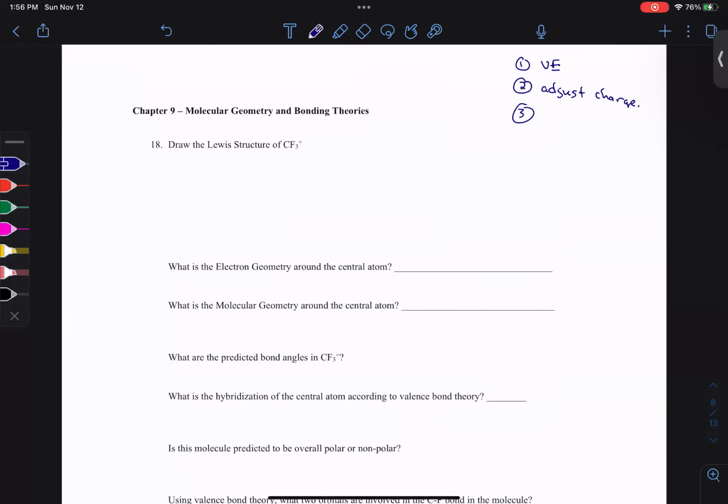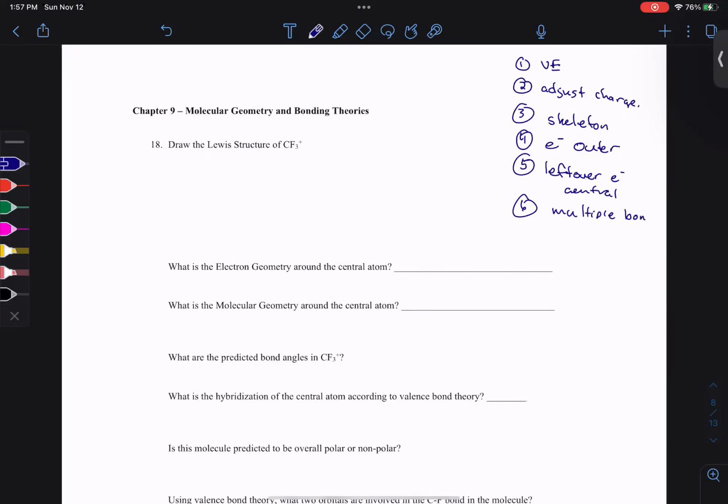The third step is to draw the skeleton structure. The fourth step is to put electrons on the outer atoms and fulfill those octets. The fifth step is to put any leftover valence electrons on the central atom. The sixth step is to make multiple bonds if needed. Okay, let's use those 6 steps to draw CF3+.